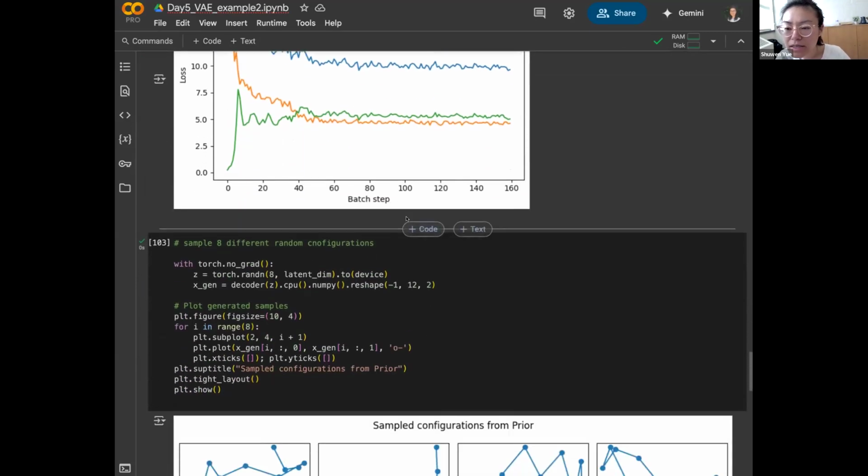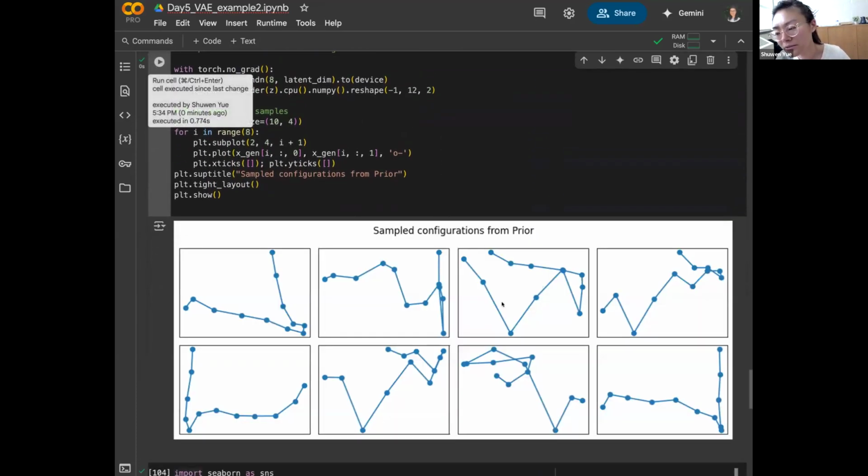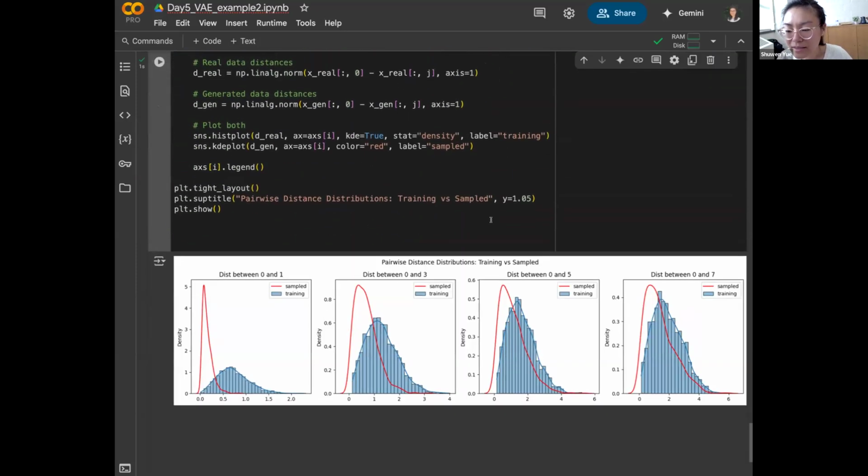Even visibly, it seems like the trajectories look a little bit closer to what we had in our training data. They look more sharp in shape. And this is about as close as I could get by changing those parameters manually. You can see the distances between 0 and 7: the shape is more or less there, a little bit shifted, but as we get closer to the smaller distances, beads that are closer together in the polymer chain, we can't really get very close.